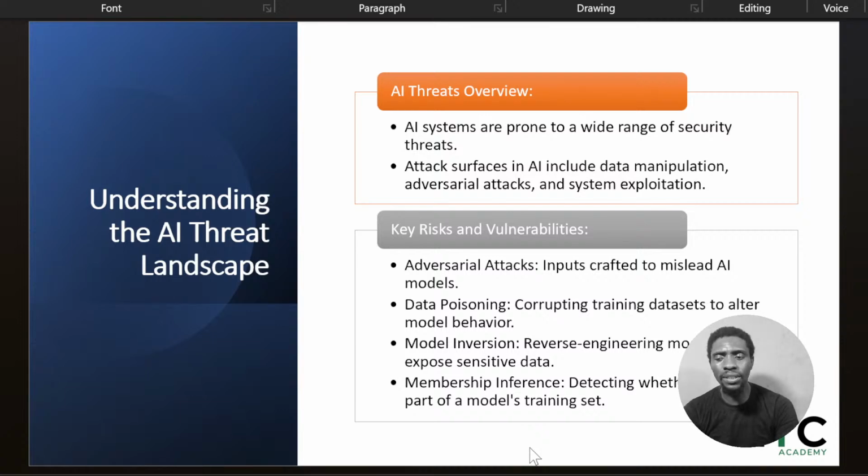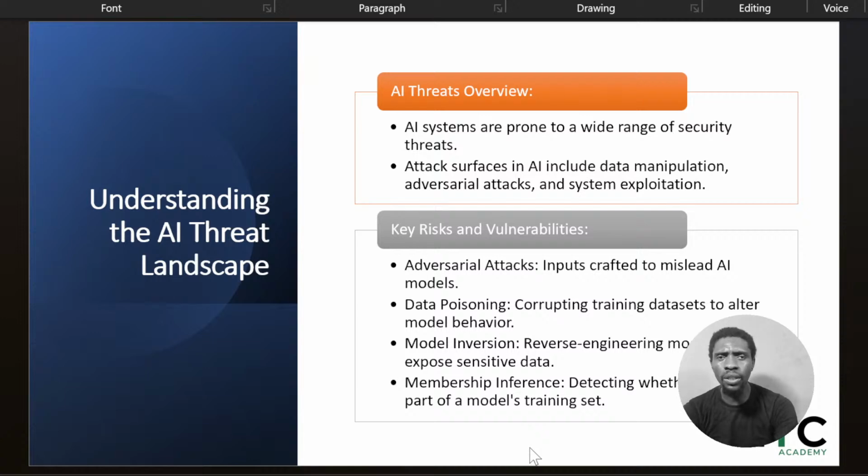Then there is data poisoning. Now, for an AI model to exist, it needs to be trained, and it is trained based on data. The process whereby an algorithm is trained is called AI modeling. So modeling is the process whereby an AI system or an algorithm learns the pattern in data.